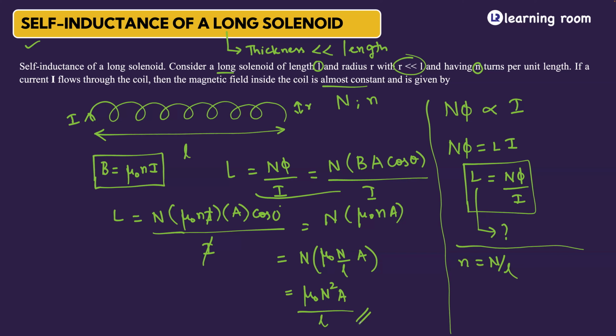But what is the other thing you can do? You can write capital N is equal to small n into l. In the sense, in the place of capital N, I can replace it with small n into l. If I do that, what am I going to get? So I have N into mu naught into small n into A.